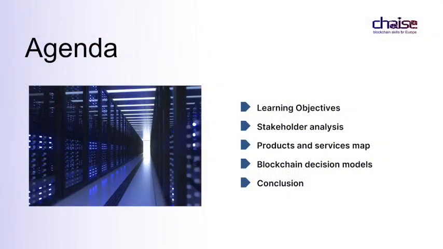After introducing the learning objectives of this module, we will give an insight into stakeholder analysis to identify the participants in the blockchain network. Afterwards, we will show methods for mapping products and services in order to find suitable application areas for the technology. Following this, various decision models will be presented to help weigh up the feasibility of the application of the technology. Finally, the lecture ends with a short conclusion.